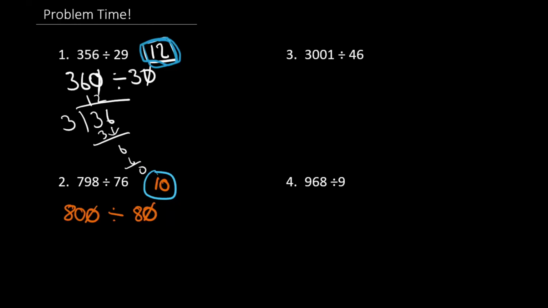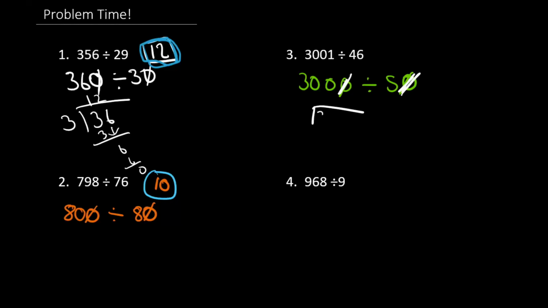Alright, let's do the third question now. So 3001 divided by 46. So we can estimate this. 3001 we can round to 3000, and then 46 to 50. And now we divide 3000 by 50. So I can just cross out these zeros. Let me use a different color to make it clear. Alright, so we'll be left with 300 divided by 5.